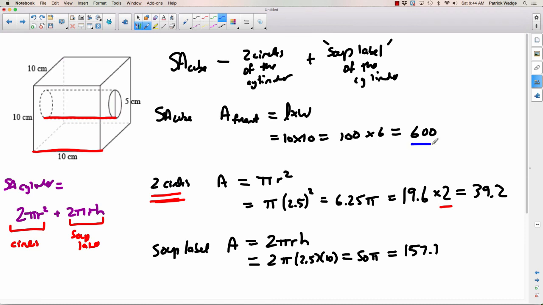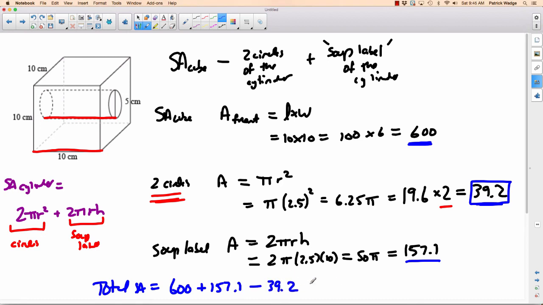So now we have all our numbers, but be careful. Remember, we're taking this one, we're subtracting this one, and we're also adding this one. So I could do the adding part first. Total surface area: I'm going to take 600, add the 157.1, and subtract the 39.2. And that gives me 717.9, and it's centimeters squared.